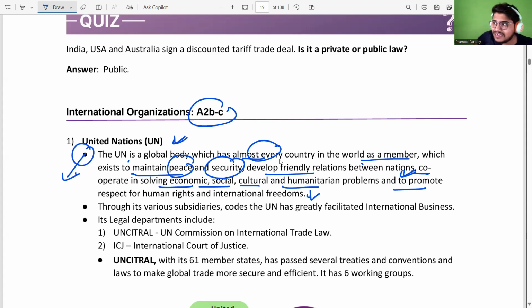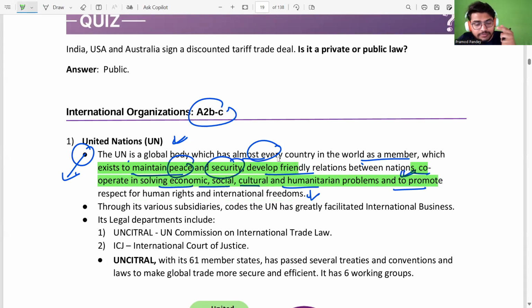Second thing, it exists to maintain peace, security, and develop friendly relationships between nations, and to cooperate in solving problems. So there are two statements which you have to remember: that it exists to maintain these things, and it cooperates for these things. A question might say it exists because of what? Because of peace, security, or developing friendly relations, or to solve economic, social, or cultural problems. So the best answer would be the first or second.